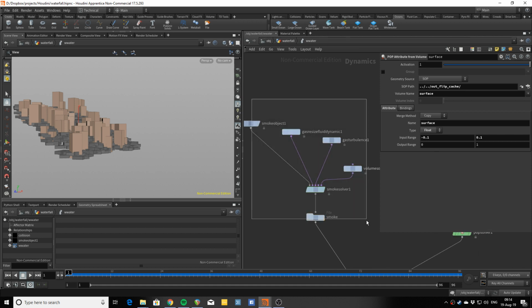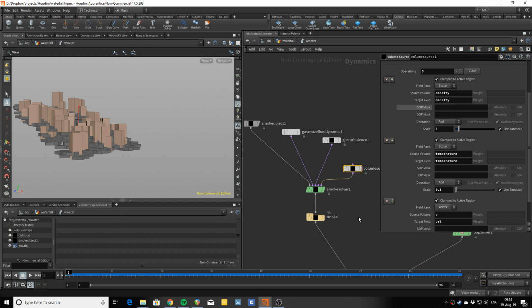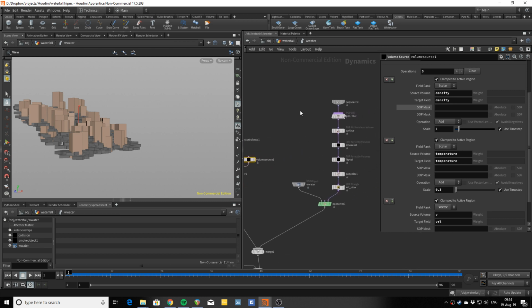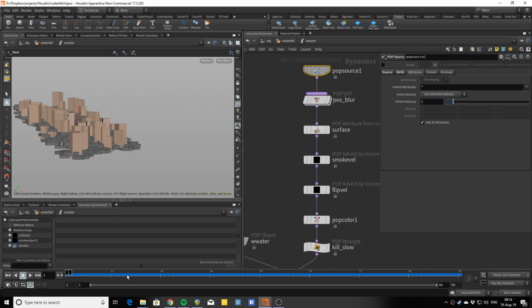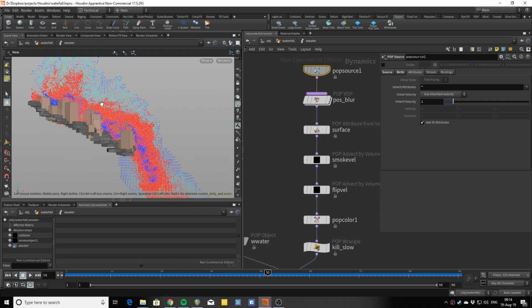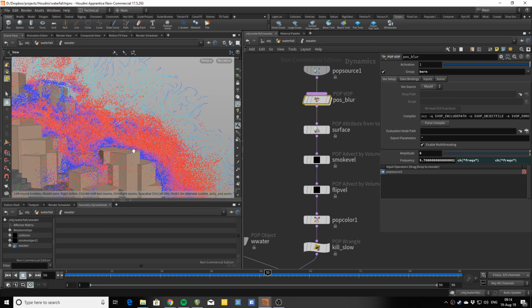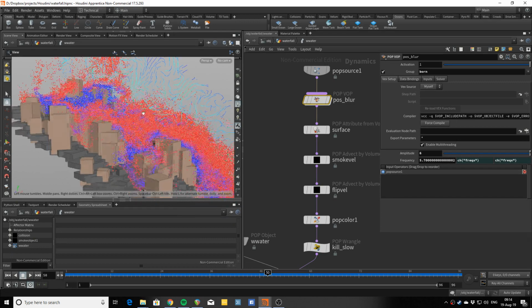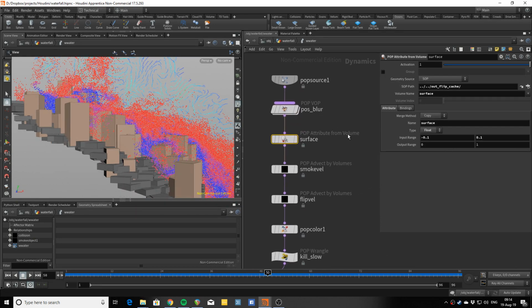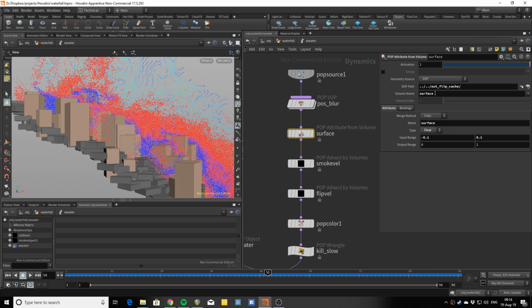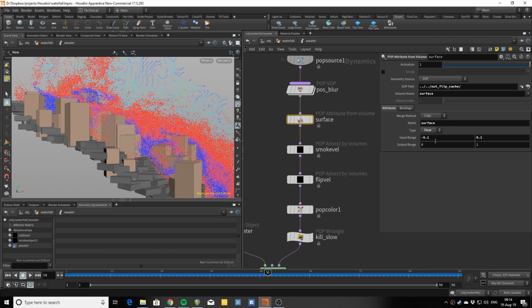That's the smoke part in here, and the particles part in here. The main point is that particles are emitted as usual. The position of them is blurred in the beginning, so there can be plenty of particles which are outside of the flip fluid. And then you can use the attribute from volume to sample the surface field from the flip simulation, and then say, okay, the ones which have negative value are inside, the ones which have positive values are outside, and create an attribute from that.